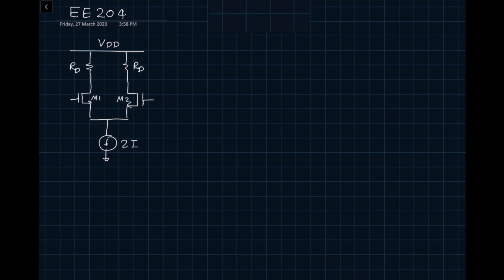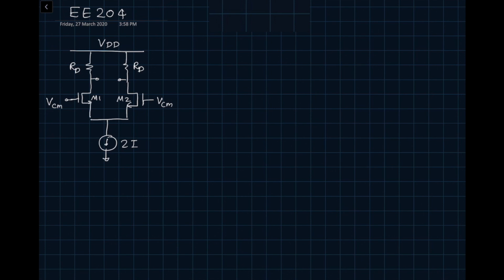When you apply voltage VCM at the input, okay, this is VCM, and this is also VCM, let's say, then we know that the output is going to be biased at VDD minus I times RD. So both outputs will stay at that.